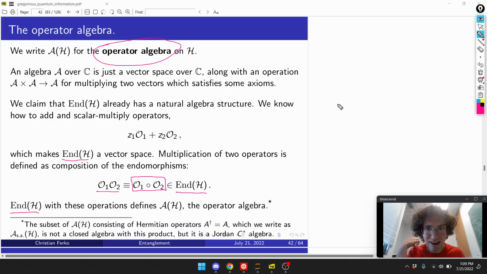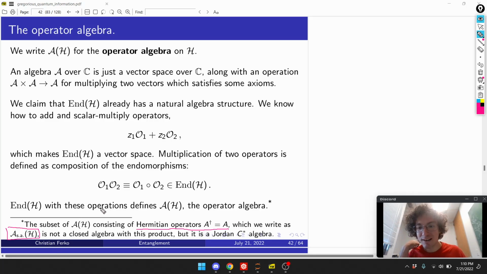The comment for Greg is that I was confused. I thought A of H was the algebra of observables, which is different. The algebra of observables is a different algebra where the underlying set is the collection of Hermitian operators, A dagger equals A, which Tom writes as A_SA for self-adjoint. But that is not the same as the operator algebra.